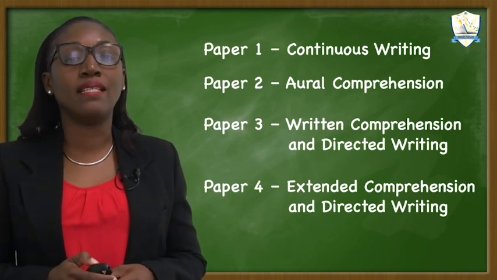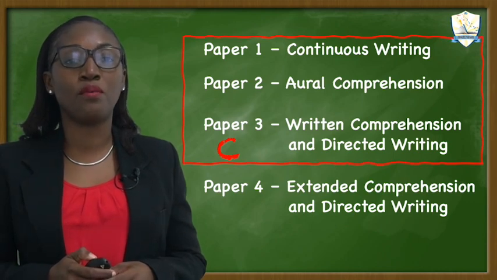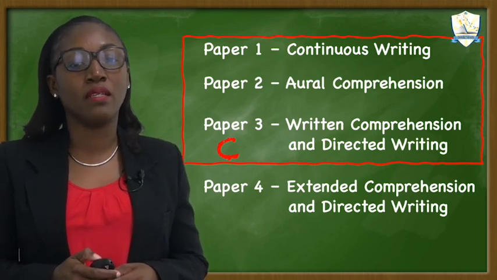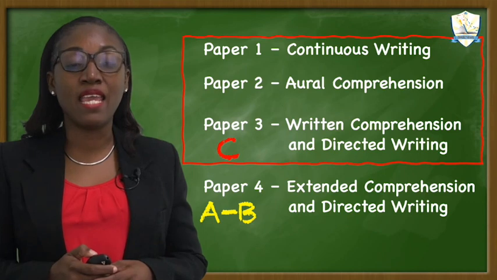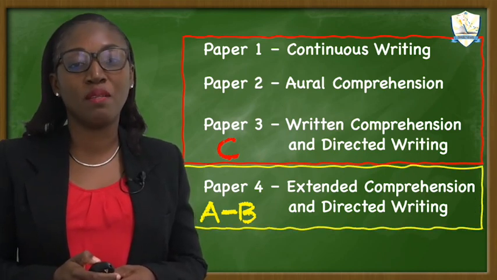In order to get at least a C grade, you must take papers 1, 2, and 3. These are our core papers. To miss any of these papers will result in an X grade. In order to obtain an A or B grade, you must take paper 4, which is our extended paper.